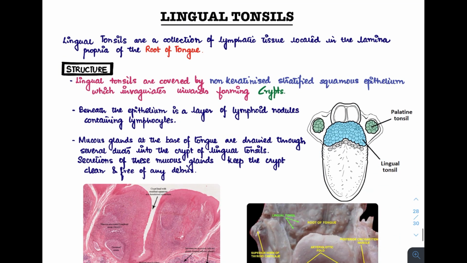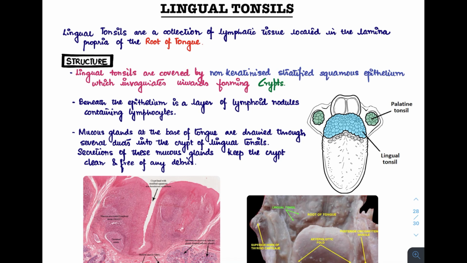Next, we'll move on to the third structure, which is the lingual tonsils. Lingual tonsils are a collection of lymphatic tissue which is located in the lamina propria of the root of the tongue. Now, these structures are covered with the same epithelium as that of palatine tonsils because both of them form a part of the oropharynx. They're covered by non-keratinized stratified squamous epithelium, which invaginates inwards, forming crypts. Therefore, what we see here is that both palatine tonsil and lingual tonsil have crypts.